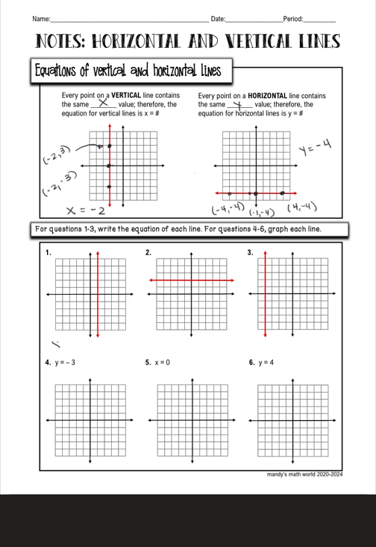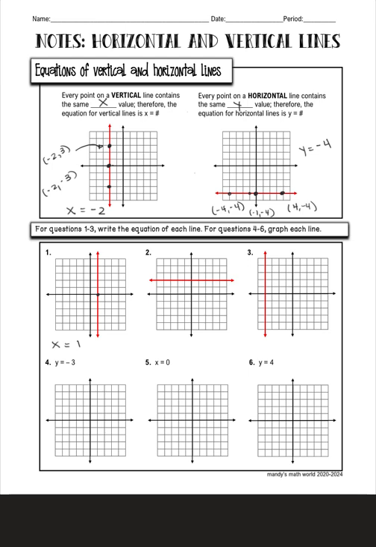So we know we're going to have an equation x is equal to some number because it is a vertical line. Now we're going to look at where it intercepts our x-axis. We can see that it intercepts our x-axis at 1. So we have the equation x equals 1.